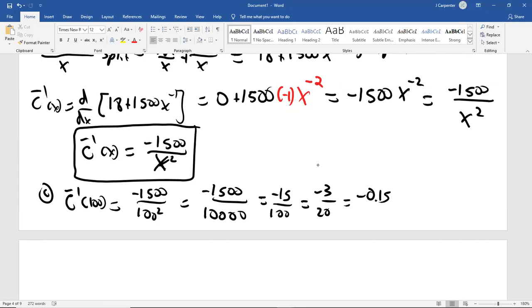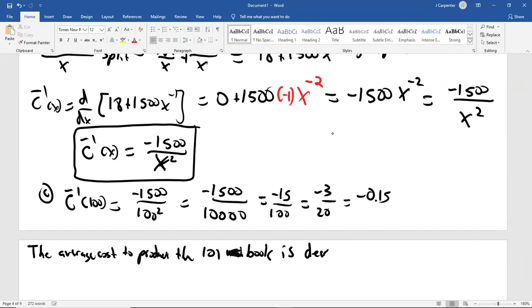What this states is the average cost to produce the 101st unit, the 101st book, instead of saying unit, let's be more specific, book or copy, is decreasing by 15 cents.